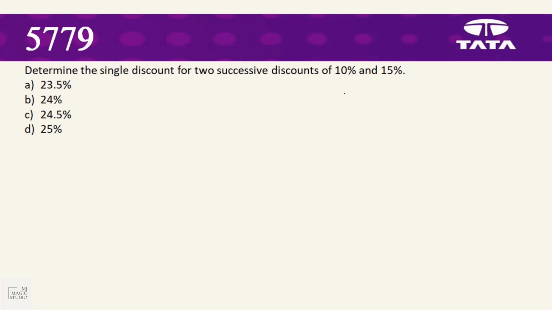Determine the single discount for two successive discounts. So if we have two successive discounts of D1 and D2, it is given by one single discount, D1 plus D2 minus D1 into D2 by 100. That's a simple formula that is given in the percentages and profit and loss masterclass. Please go through the rule book, rule number 1, 2, 3, where these formulas are explained in detail. Link is there in the description.